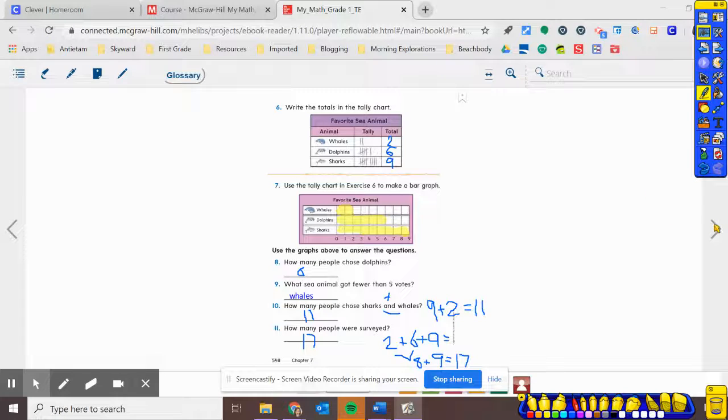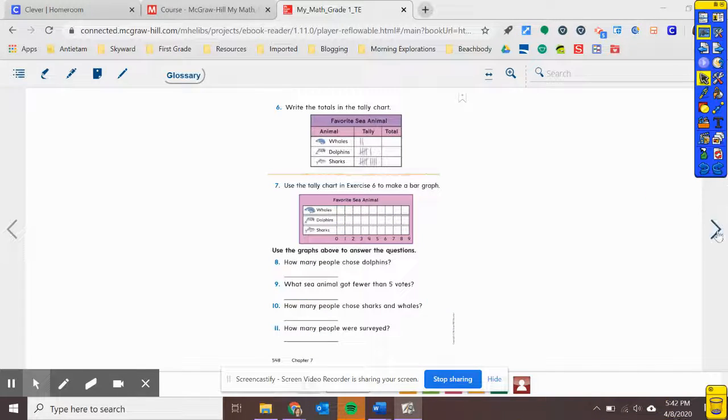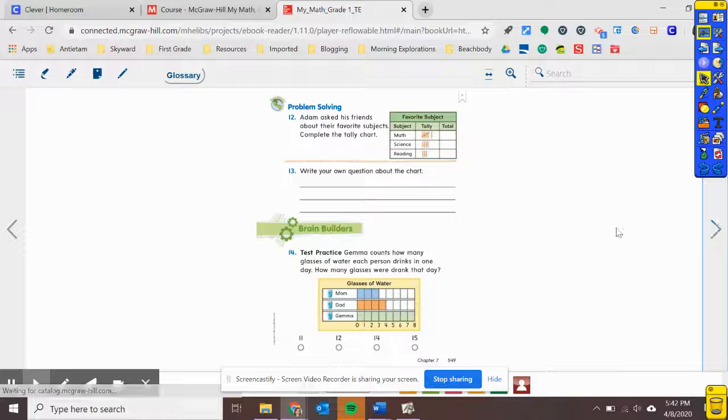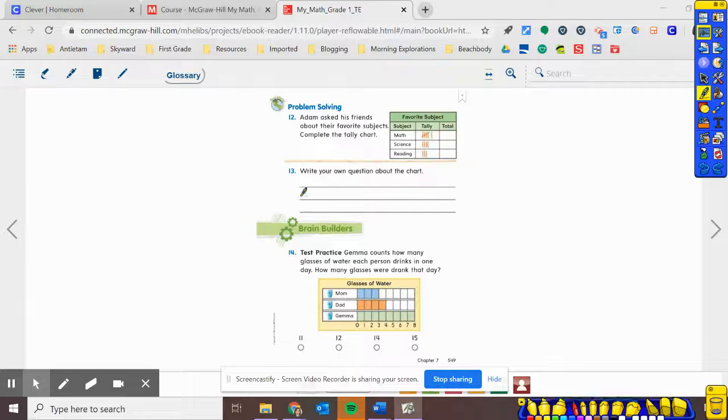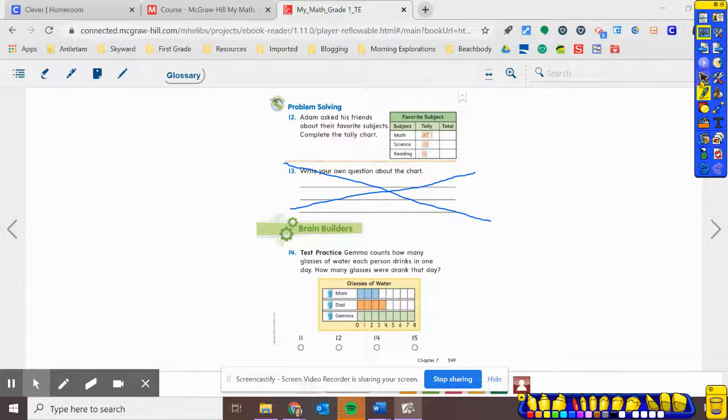All right, first grade. You are going to do the rest of this by yourself for your independent work. So number 12, you're going to fill in the totals of the tally chart. And then I want you to put an X through number 13. I do not want you to do number 13.